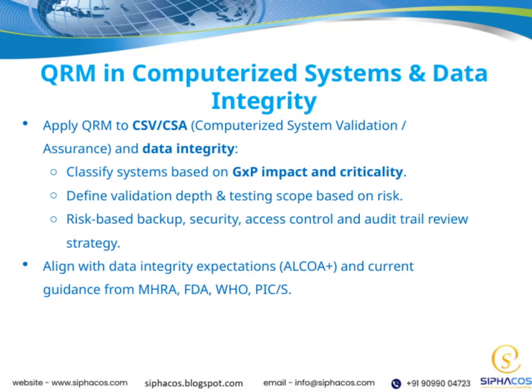Let's delve into how we apply QRM, or Quality Risk Management, to CSV and data integrity. First, we need to classify our systems based on their GXP impact and criticality. This helps us understand which systems require more rigorous validation and controls. Next, we define the depth of validation and the scope of testing according to the level of risk involved. The higher the risk, the more thorough our validation efforts should be. We also adopt a risk-based approach to backup, security, access control, and audit trail reviews. This means tailoring our strategies to focus more on areas with higher risk, ensuring data integrity and compliance.